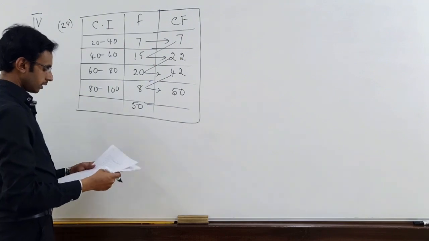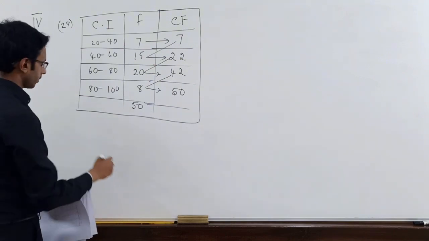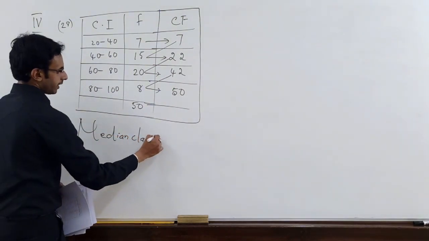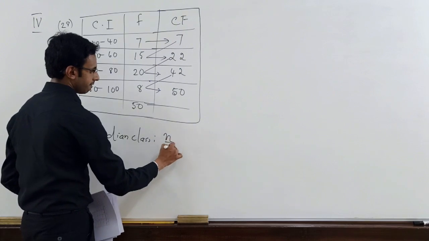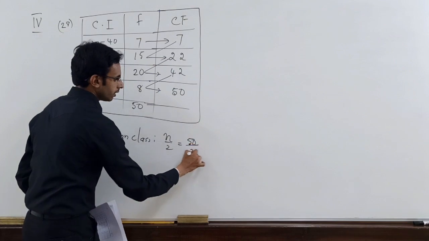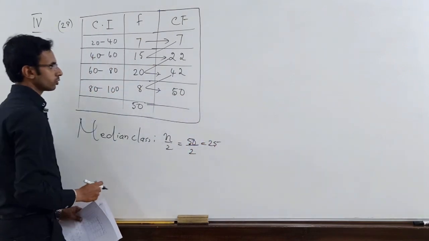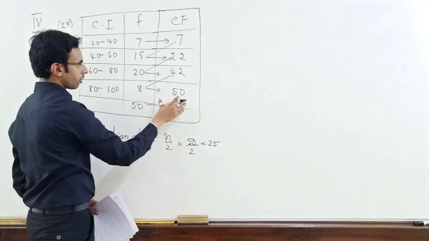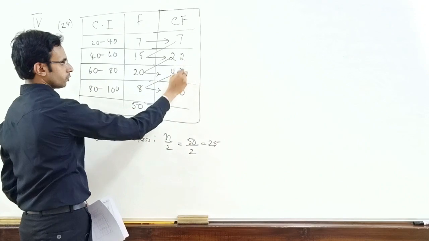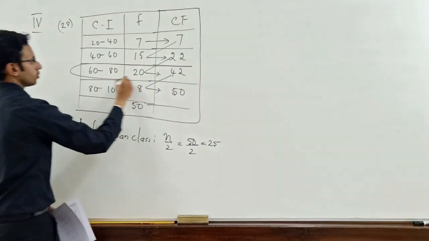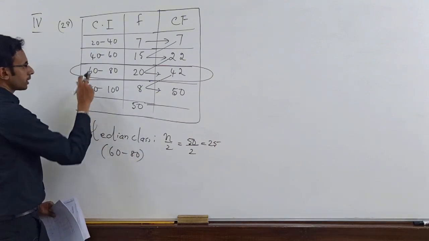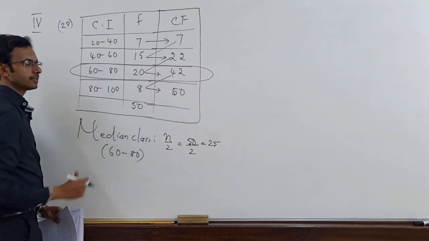So once you have done this, we need to find the median class. So how do we find the median class? To find median class, we need to calculate the value of n by 2 first. N is the total of the frequency, which is 50. Dividing by 2 will give you 25. So the 25th score in the cumulative frequency column table, if you see, till here it is 22. From 23 till 42, it lies in this class interval. So our median class is nothing but 60 to 80. Amongst these two, 60 is the lower limit and 80 is the upper limit.